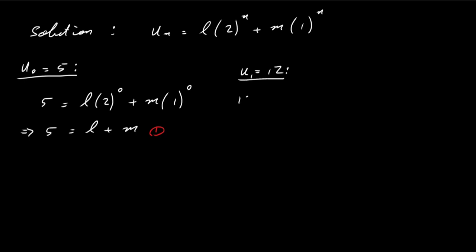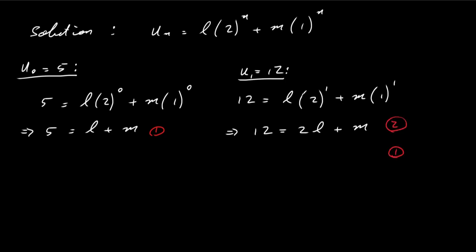So we can say 12 is equal to L times 2 to the power of 1 plus M times 1 to the power of 1. This will give us our second equation: 12 is equal to 2L plus M. This is equation number 2.